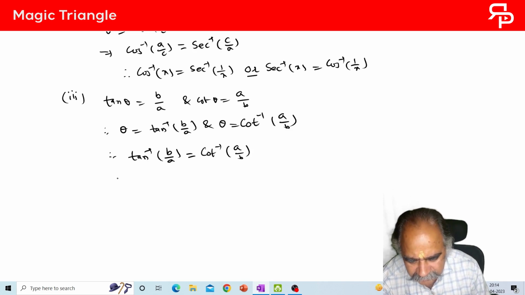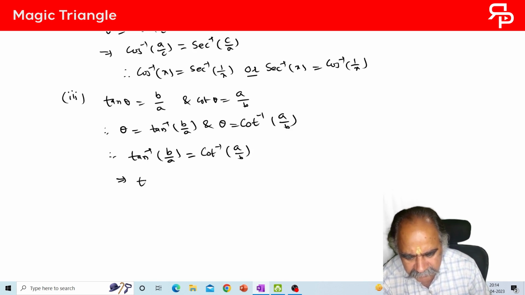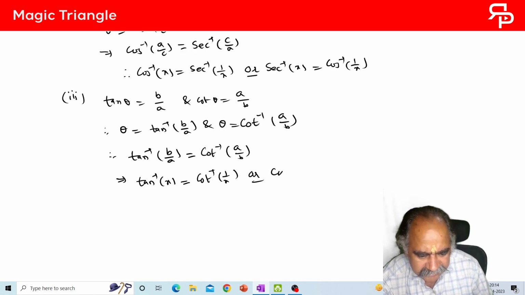So what does this imply? If I take B by A as x, then A by B will be 1 upon x. So tan inverse x is equal to cot inverse 1 upon x. Or the other way, cot inverse x is the same as tan inverse 1 upon x.